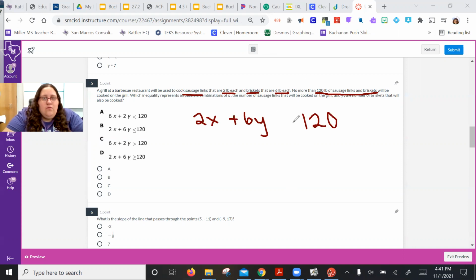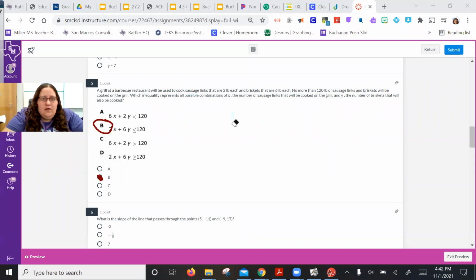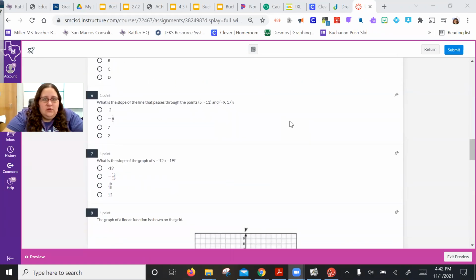So no more than, this is our maximum. So I cannot go over this. When we have a maximum, you're going to have less than or equal to. I can hit 120. I just can't go over 120. So I have 2x plus 6y is less than or equal to 120, which is B. Hopefully you went ahead and marked that answer. So you just match your coefficients and logically think about what inequality symbol you would use. That's all you have to do there.